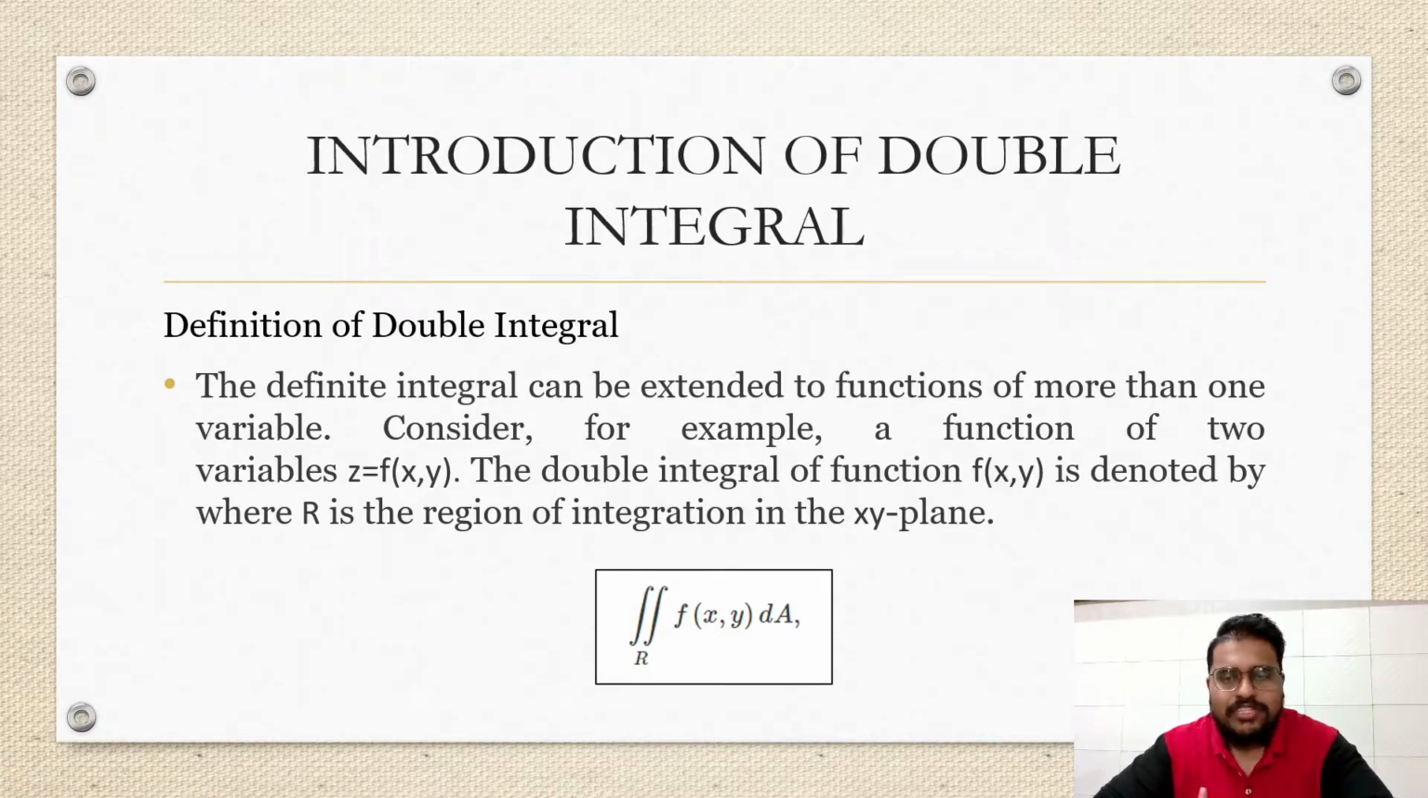So, introduction of double integral. First, let's see the definition of a double integral. The definite integral can be extended to functions of more than 1 variable. Consider, for example, a function of 2 variables z equals f(x,y). The double integral of function f(x,y) is denoted by the integral over R, where R is the region of integration in the xy plane. As doctor can see over here, this is the definition of double integral.